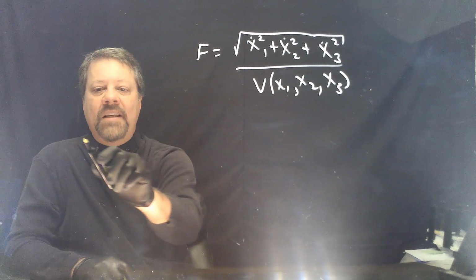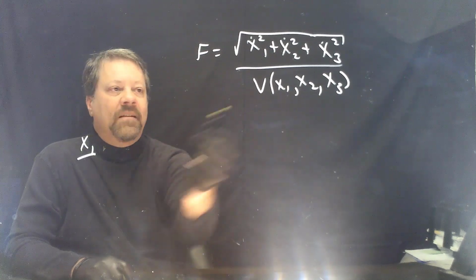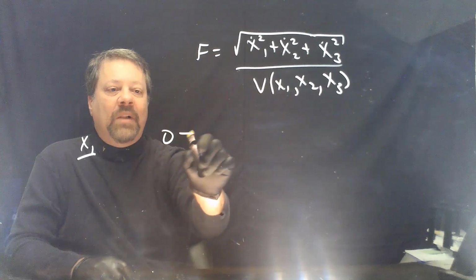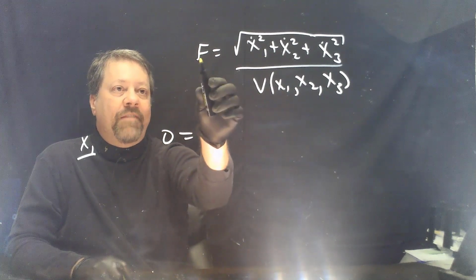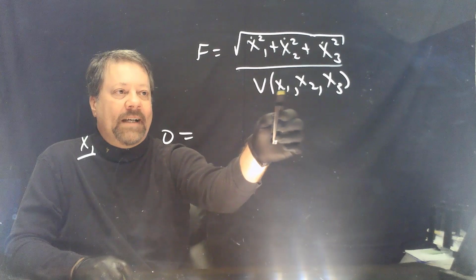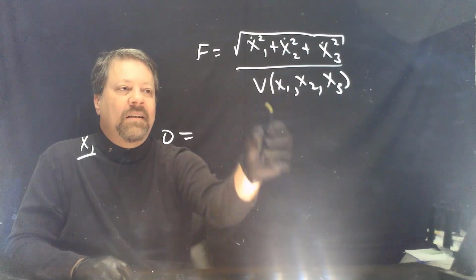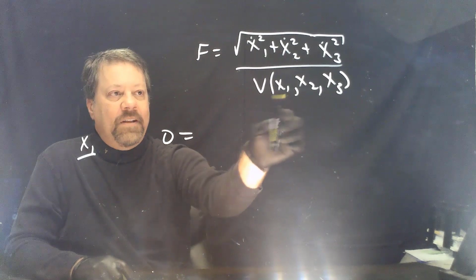Let's do the x1 case first, the one index case first. We'll have 0 equals the derivative of f with respect to x1. x1 appears here. This is x1 dot, not x1. So I have this function.